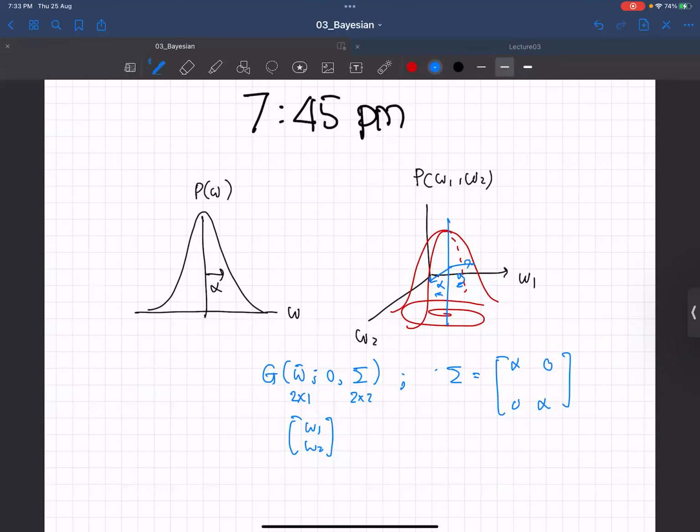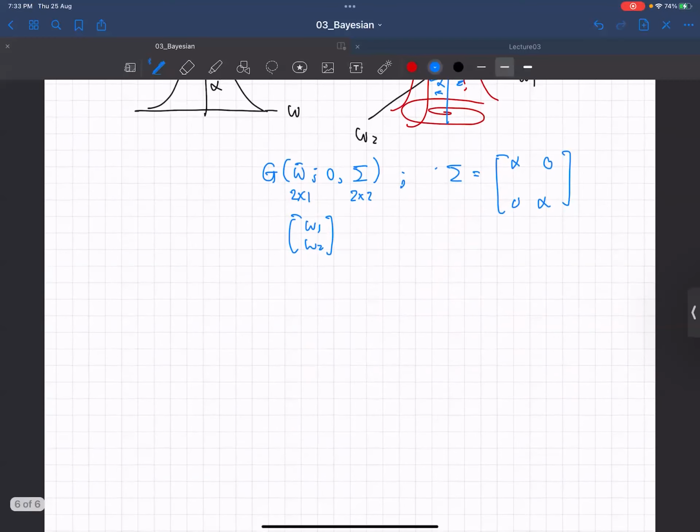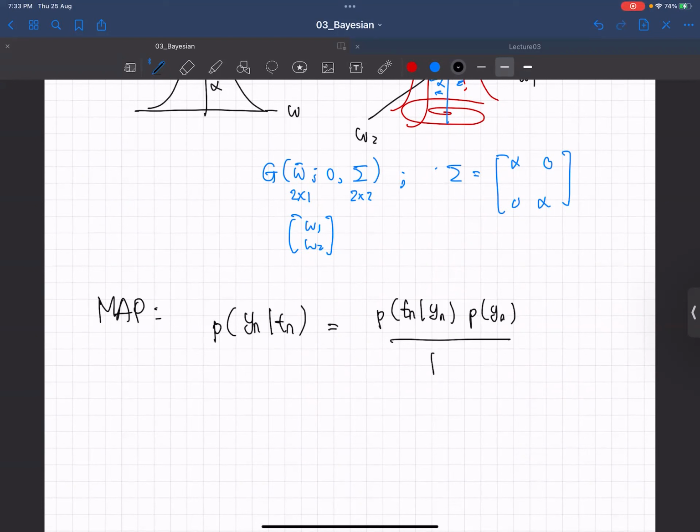Why do you say we can't have any uncertainty information? Because of the definition of MAP: P of W given the data is equal to P of the data given W times P of W, divided by P of the data. But this one is difficult to obtain, so in MAP it is independent from W. So this is a constant with respect to W, and the posterior is proportional to P(yn given xn) times P(W).